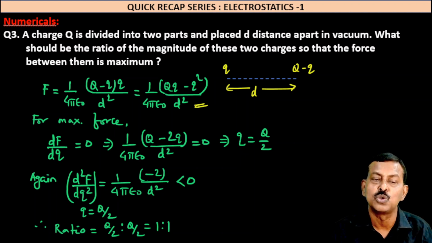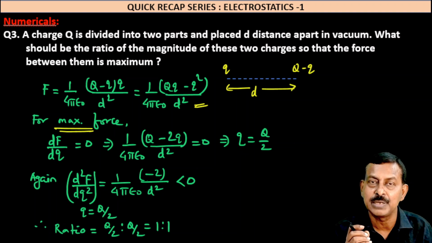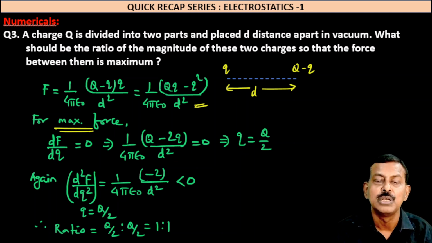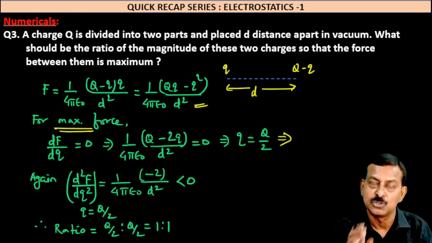So for maximum force, you have to use the concept of maxima and minima. So the first derivative should be 0. So we take dF by dq equal to 0. If you differentiate with respect to q, it is 1 by 4 pi epsilon naught, (Q minus 2q) by d square. This is to be 0. So q should be equal to Q by 2. So the charge should be divided as Q by 2 and Q by 2.